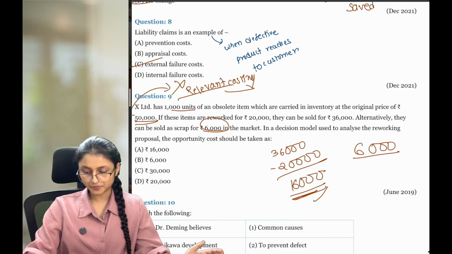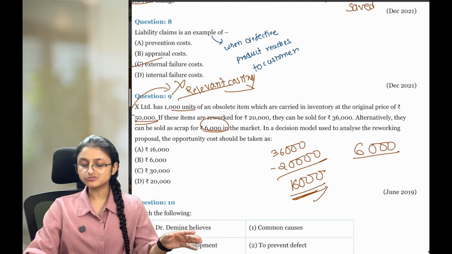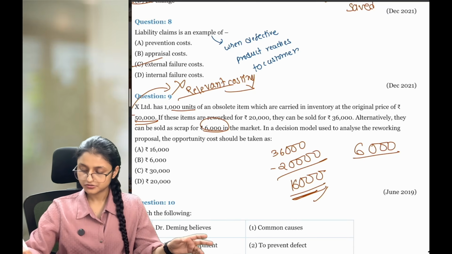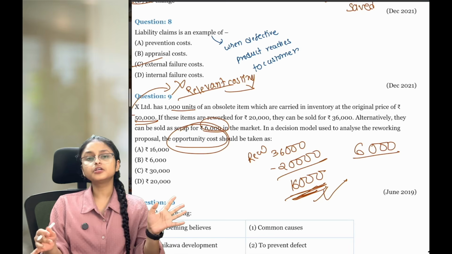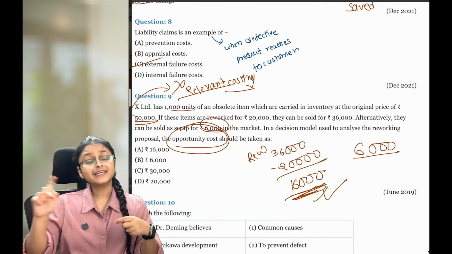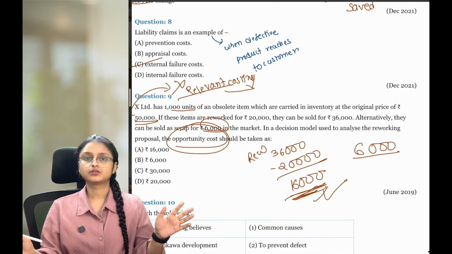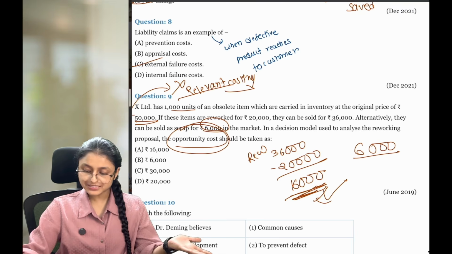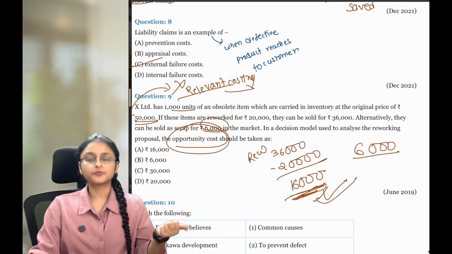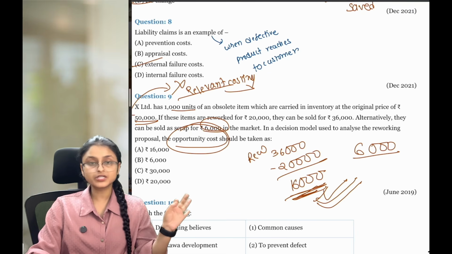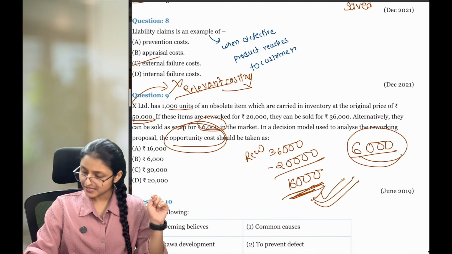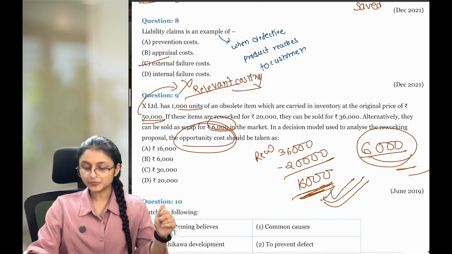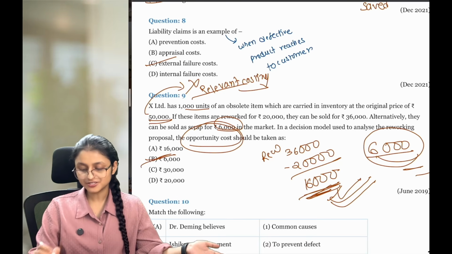directly at 6,000 rupees. In a decision model used to analyze the reworking proposal, so if I'm analyzing this reworking proposal, what should be the opportunity cost? What is opportunity cost? The next best alternative which you forego, which you are leaving to choose this particular alternative, that is your opportunity cost. So by choosing reworking, we are leaving the option of selling the product as scrap. Hence this particular 6,000 rupees becomes our opportunity cost here.